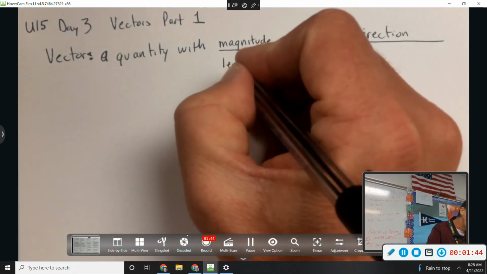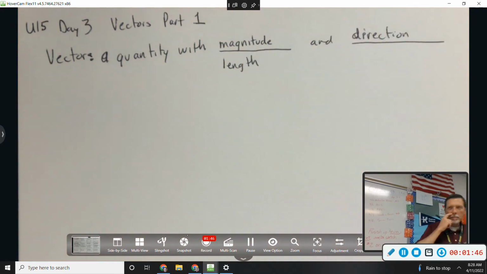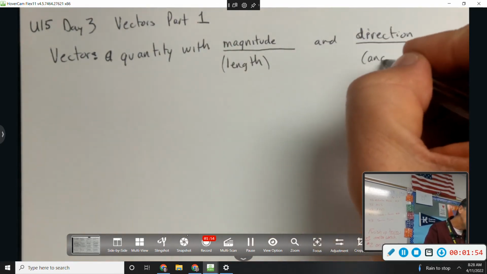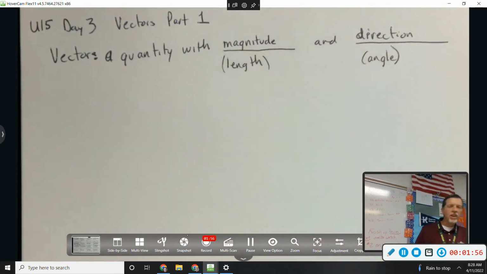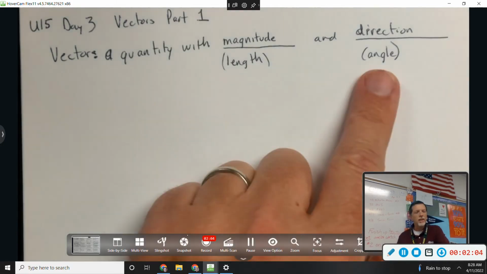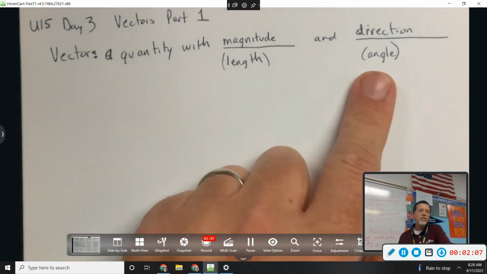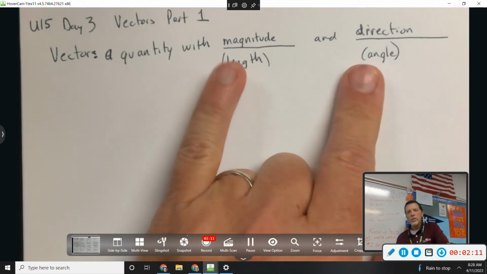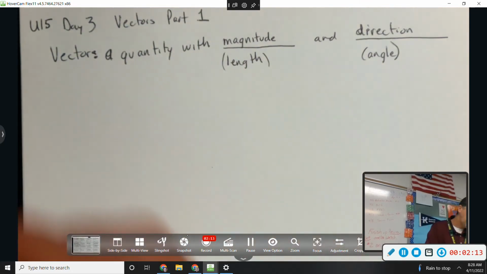Vector, a quantity with magnitude and direction. Magnitude isn't always length, but it's usually length, like how long the vector is. Direction wouldn't have to be given with an angle, but it's usually given with an angle. Like you could say 50 pounds north as a force vector. So that wouldn't really be an angle, but it does have a direction. So angle isn't always the case. It's not always length, but for us it's almost always length and angle.